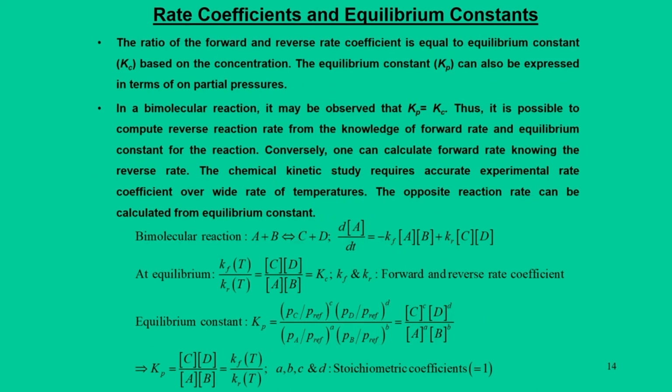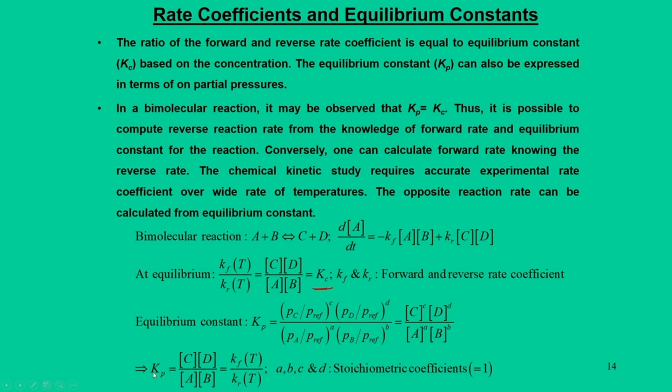Now, we look at the same expression in a different way. Kc is in terms of equilibrium concentration, but when you define the equilibrium constant Kp, it is expressed in terms of partial pressures for each species, C, D, A and B, raised to the stoichiometric coefficients of the reaction. When the stoichiometric coefficients are equal, it takes the form of Kp in this form.